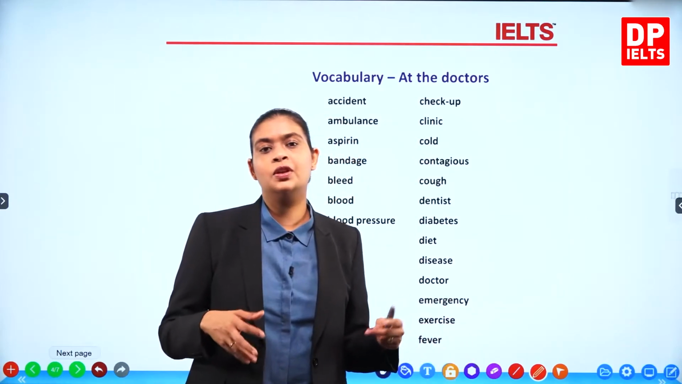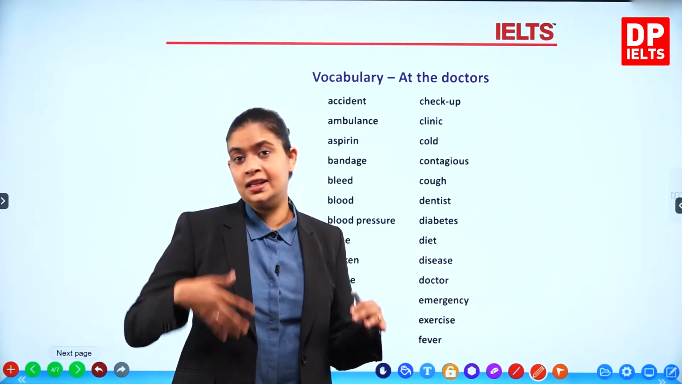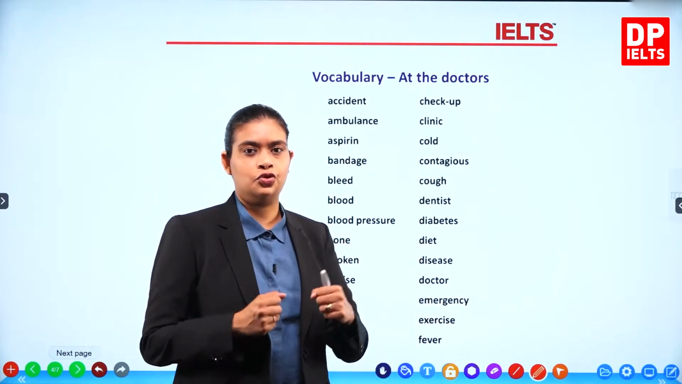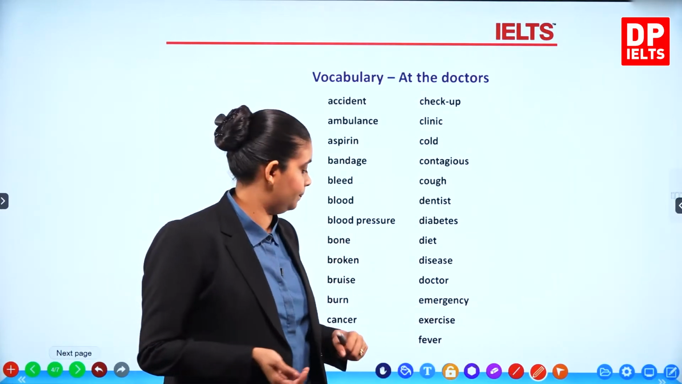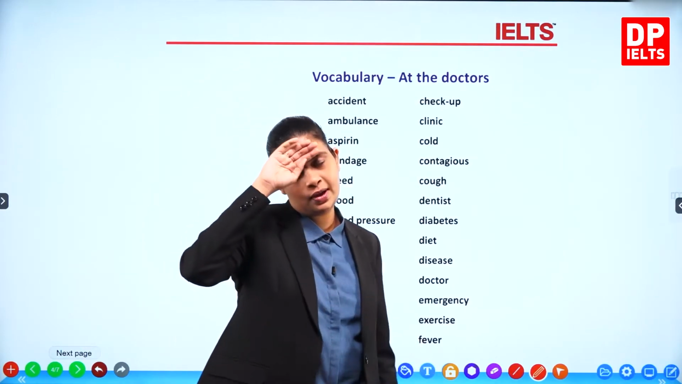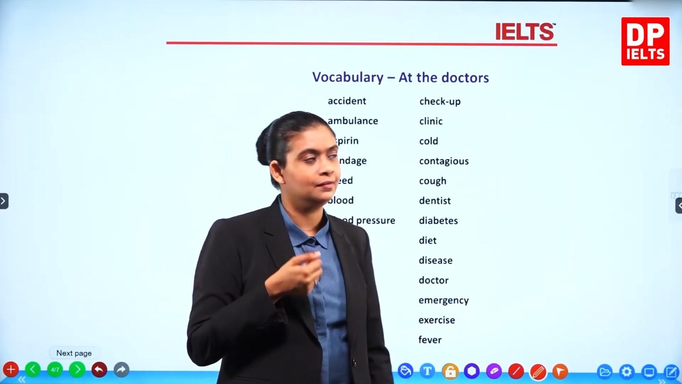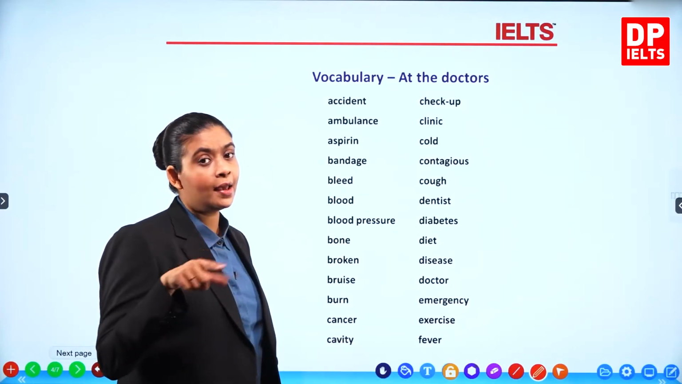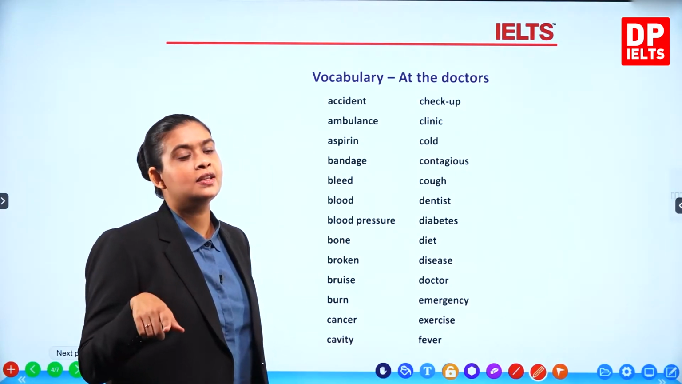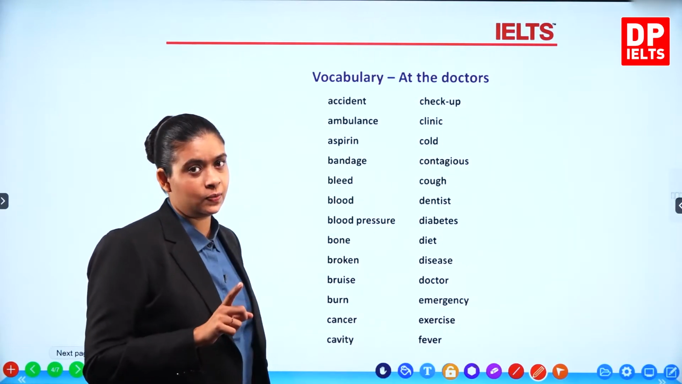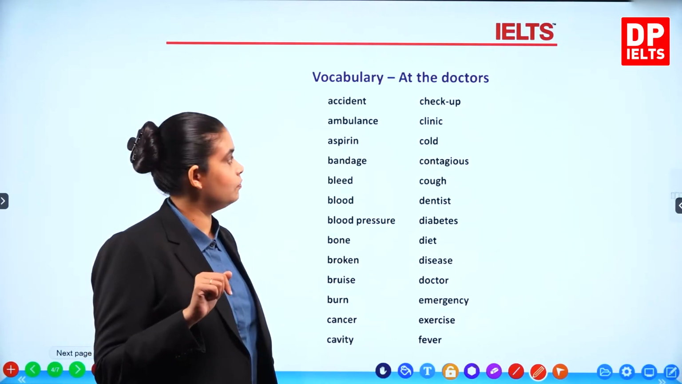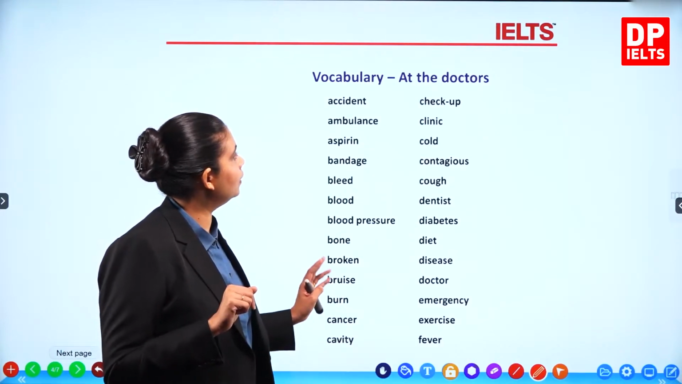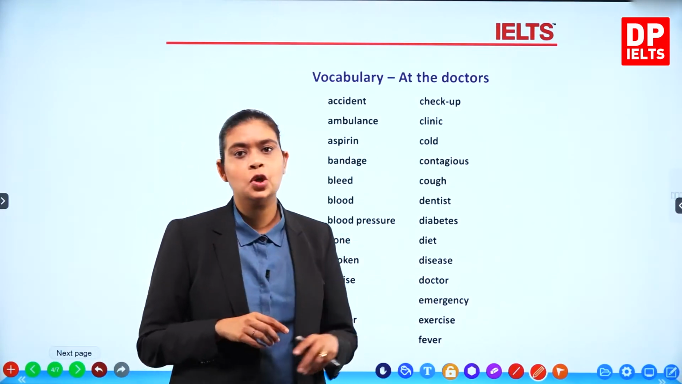Emergency, when there's something really unexpected and it's important, right? Exercise is you exercise, jog, work out at the gym. Fever is when you have a high temperature. Right. So same way, you could have a look at the parts of speech of these words from the Cambridge Dictionary, right? Vocabulary at the doctors.